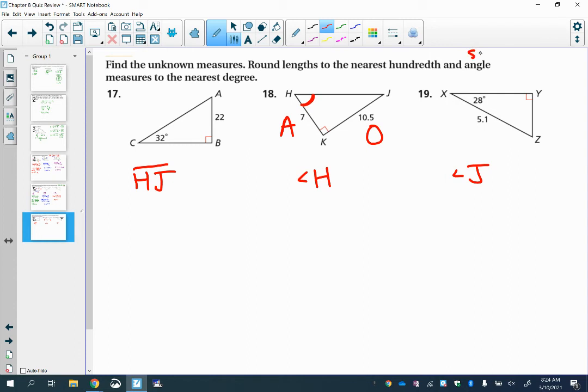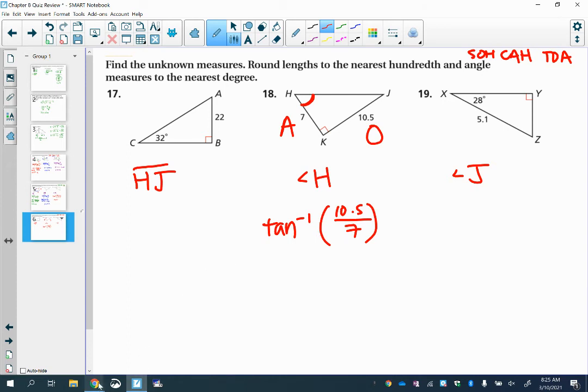Now, as always, I'm going to write SOHCAHTOA up at the top. And what are my 2 letters? O and A. So I'm going to be using tangent. Remember, I'm looking for an angle, so I'm using inverse tangent of opposite, which is 10.5, over adjacent, which is 7. And again, the good part with angles is if you remember that it's inverse, you're literally not doing any work.